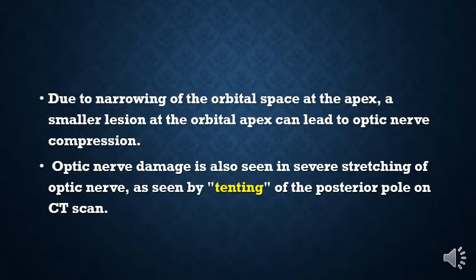The optic nerve can be damaged due to three main reasons: due to compression, due to any space occupying lesion of the central space, or due to enlarged extraocular muscles as in the case of thyroid associated orbitopathy, or the tumors of the optic nerve or its sheath itself like optic nerve glioma and optic nerve meningioma. Due to narrowing of the orbital space at the apex, a smaller lesion at the orbital apex can lead to optic nerve compression. Optic nerve damage is also seen in severe stretching of the optic nerve as seen by tenting of the posterior pole on the CT scan.